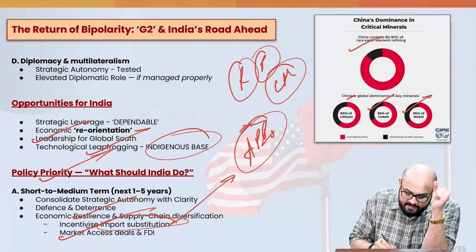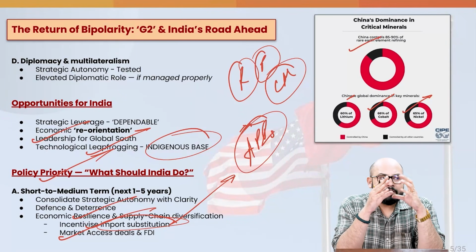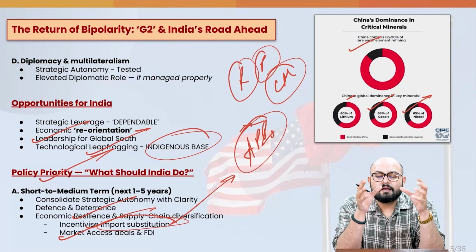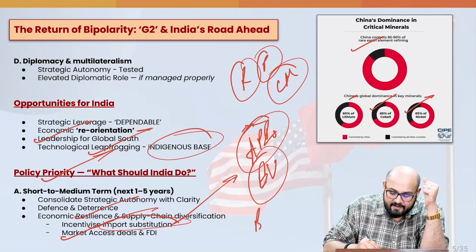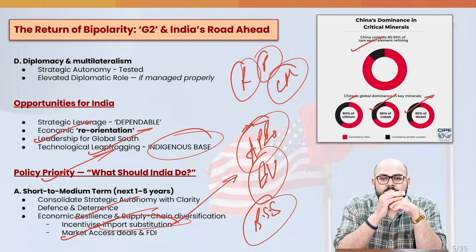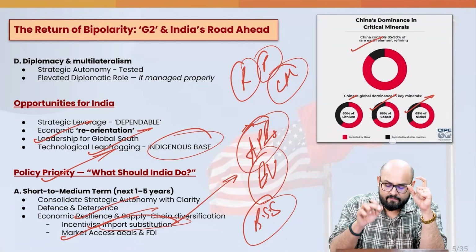Next, we have market access and foreign direct investment. We need to invite other countries to invest in critical domains. Let's talk about electric vehicles, or battery storage systems. There needs to be investment in these emerging areas. That is really very important.